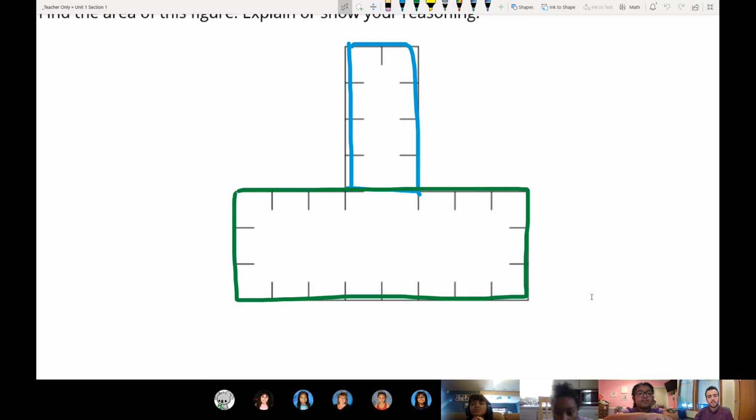How can we find the area of the blue rectangle? Thinking about rows and columns here. Eileen? By counting the half of the squares. No, by counting the lines. Okay. Give me a little bit more detail on that. Counting what lines? How does that work for rectangles?